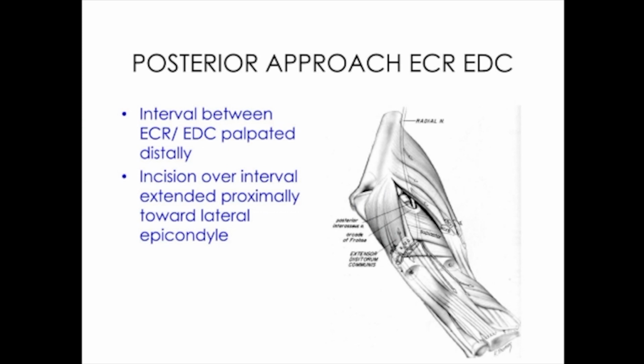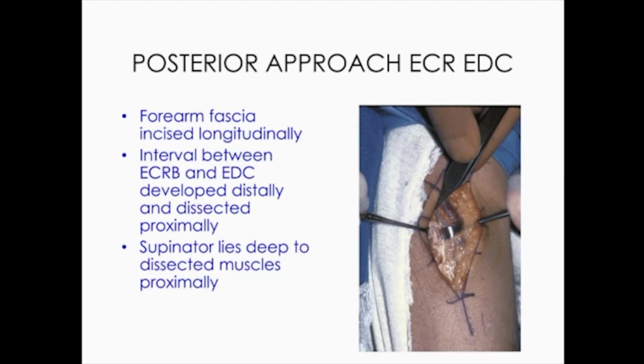So the first posterior approach is through the ECRB-EDC interval, and it's easiest to identify that interval distally and then work proximally. So your incision starts distally and then extends proximally toward the lateral epicondyle. The forearm fascia is incised longitudinally. The interval between the ECRB and EDC is developed distally and dissected proximally, and then the supinator lies deep to the dissected muscles proximally.